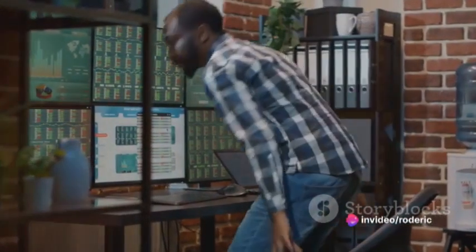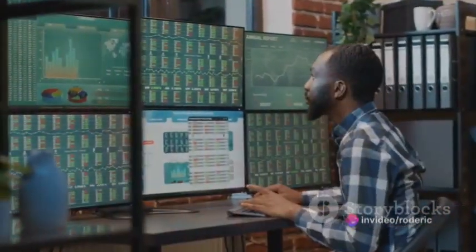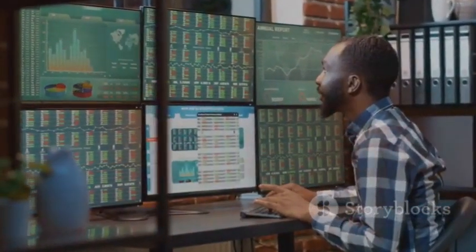So the next time you think about making money online, consider Forex trading. With the right strategy and mindset, it could be the opportunity you've been waiting for. Remember, every successful trader started somewhere. And with the right knowledge and tools, you could be next.